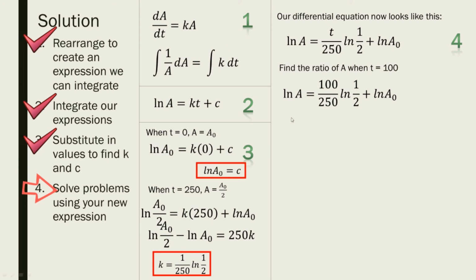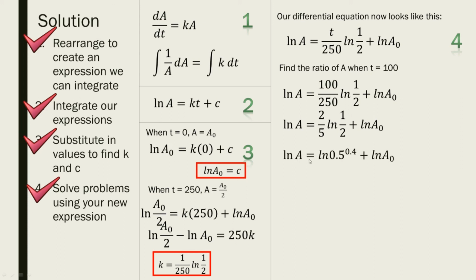I'm going to work with this little expression in here first, because we've got logs on the left, we've got logs in the middle, we've got logs at the end. We can actually combine these together and get rid of the natural logs if we want. It takes a little bit of manipulation with algebra to get this far. So if I turn 100 over 250 into 2 over 5, and then use my laws of logs to take the 2/5 and make it a power, I will get natural log of a equals natural log of the half, which is 0.5, to the power of 2/5, which is 0.4, plus natural log of a naught.